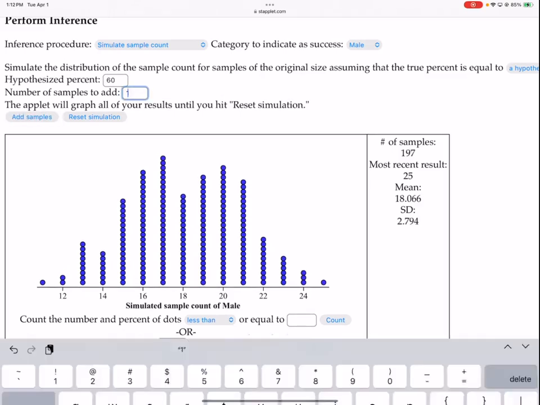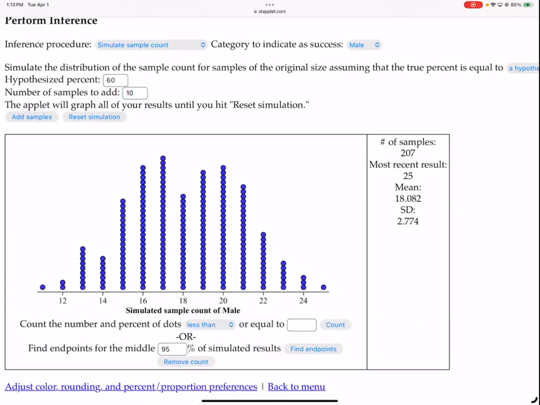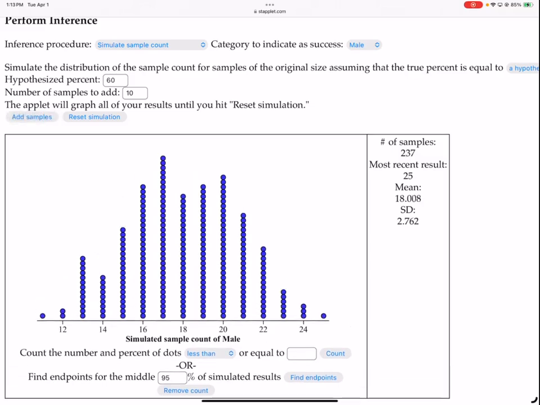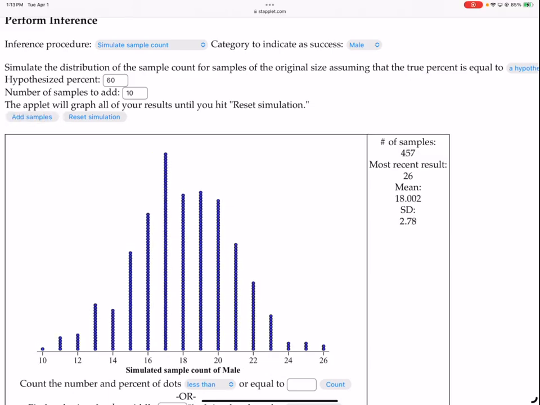Now you can add more at a time. If I change add it to 10, it's going to add 10 dots at a time. Boom, it's added 10 more samples. 10, 10, 10, 10, 10, 10. What do you notice is happening as I keep adding more and more samples? I'm adding 10 at a time.